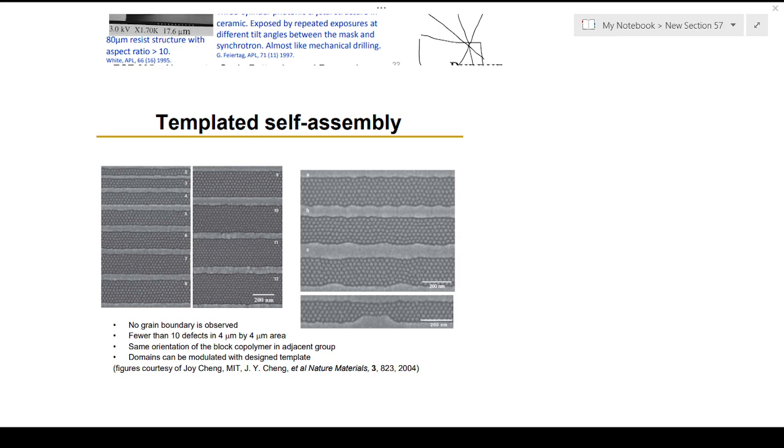So with that, I'll be winding up the session on lithographic techniques, which is also a top-down approach. Okay, and the limitations of the approach we have already mentioned for the different lithographic techniques, which also should be noted. Okay, thank you.